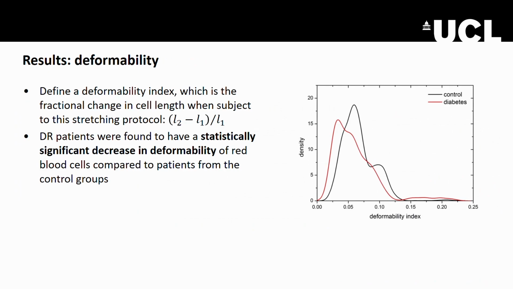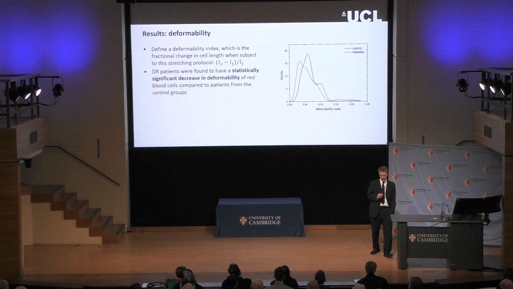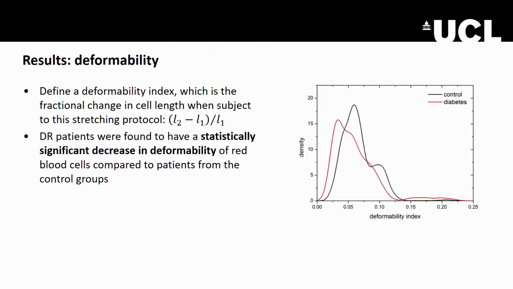Okay. Cut a long story short, we take blood cells from many patients. We experiment on many cells. Fortunate to have 2 extremely patient PhD students, Chris Richards and Tom Smart, to do this. And we find that patients who have diabetic retinopathy do indeed have cells that are less deformable when subject to this stretching. Little caveat there. Less deformable than healthy patients.